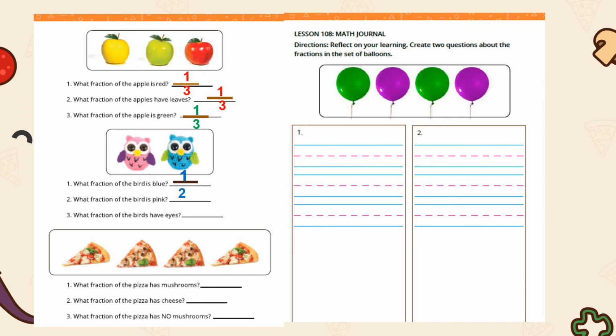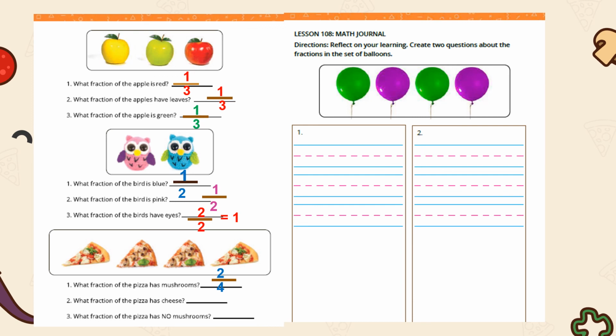Number 2, what fraction of birds is pink? One pink bird over the total. Total 2. So the fraction will be 1 over 2. Number 3, what fraction of the birds have eyes? They are 2 and we have 2 birds that have eyes, so the fraction will be 2 over 2 equals 1. Next, we have a group of slices of pizza. He asked what fraction of pizza has mushrooms. We have 2 slices that have mushrooms, so the fraction will be 2 over 4.